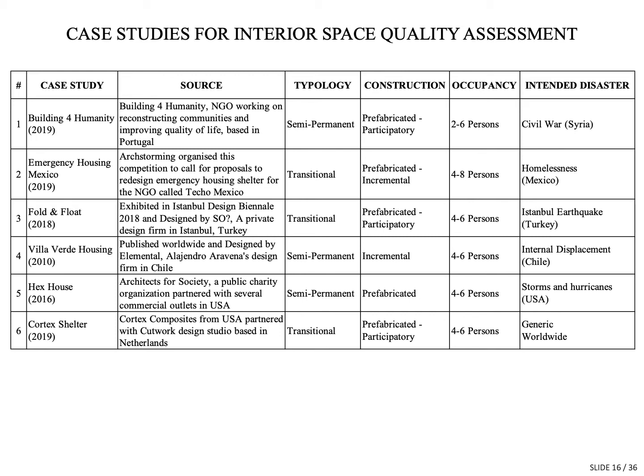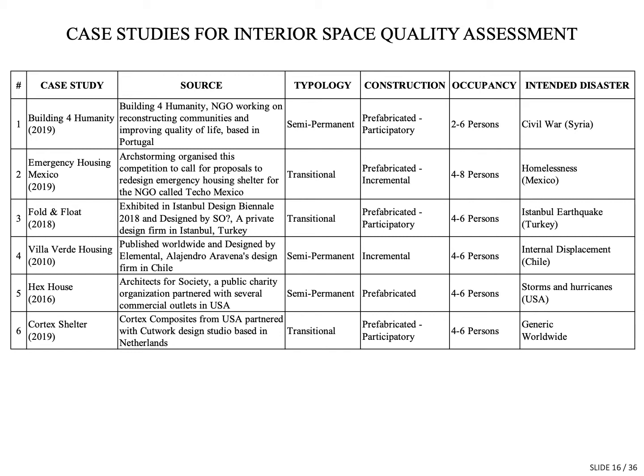The third case study is Fold and Float in 2018, designed by Assoc, a design firm based in Istanbul. This project was also exhibited in the Istanbul Design Biennale in 2018. The intended disaster for this project was a possible Istanbul earthquake in Turkey. The fourth one is Villa Verde Housing 2010, designed by renowned architect Alejandro Aravena, based in Chile. Its intended disaster was internal displacement in Chile as a result of earthquake and tsunami.